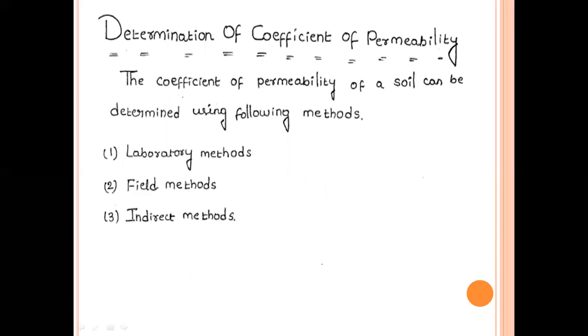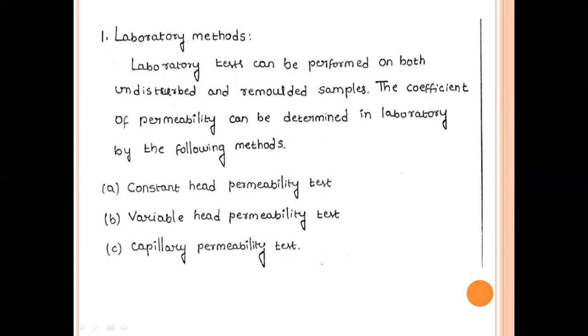Next, determination of the coefficient of permeability. This is another topic. The coefficient of permeability of the soil can be determined using the following methods. There are three methods: laboratory methods, field methods, and indirect methods. So the first method is the laboratory method. It is one of the important methods. In laboratory methods, the test can be performed on both undisturbed and remolded samples.